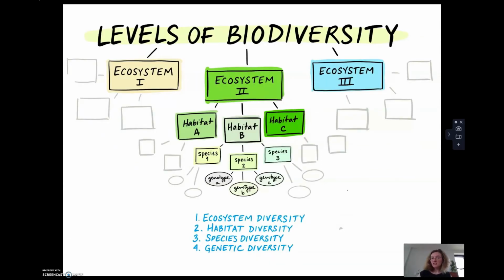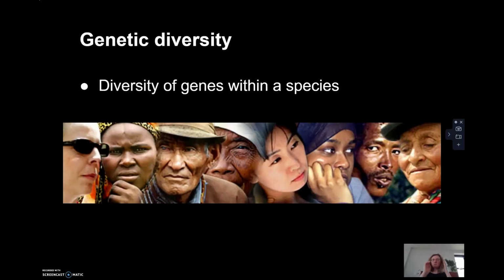And then within species, we have genetic diversity. So again, a species is a group of organisms that can interbreed with one another. Humans are all one species. We can interbreed with one another, and yet we don't look the same. We're not identical, and that's because we have different sequences of DNA inside of our cells. That is genetic diversity. So the variation that we see within populations is driven in large part by the fact that we have different genes.